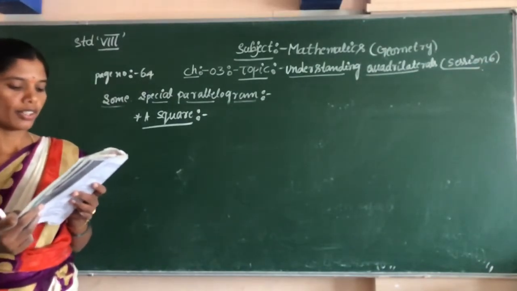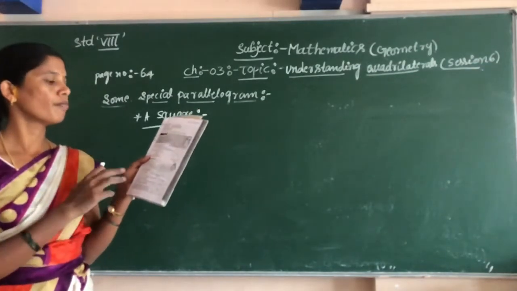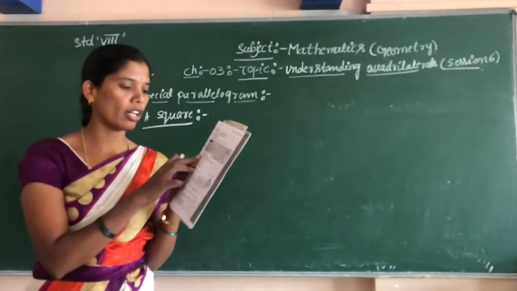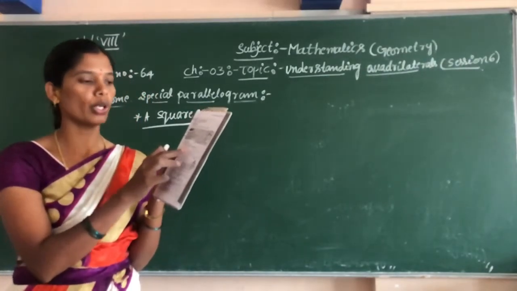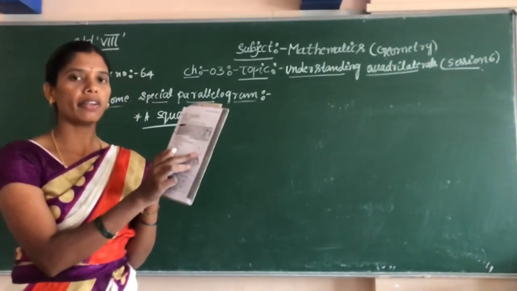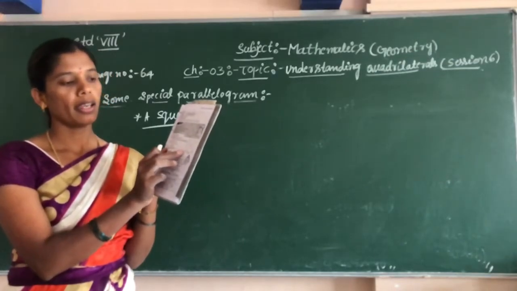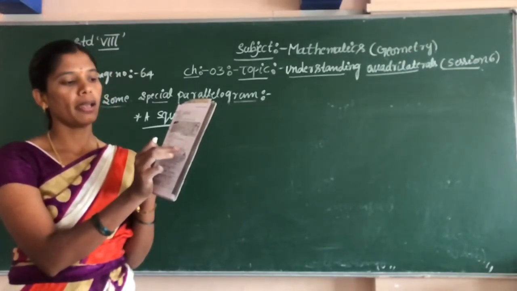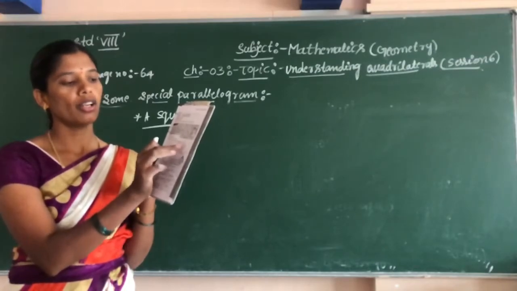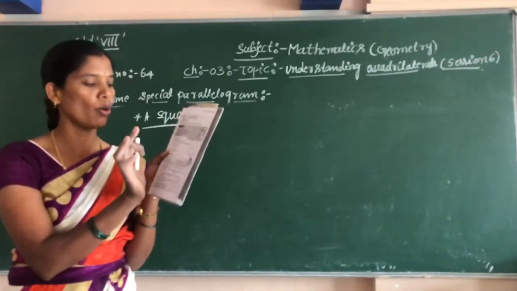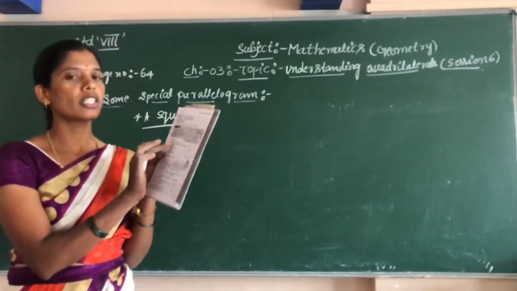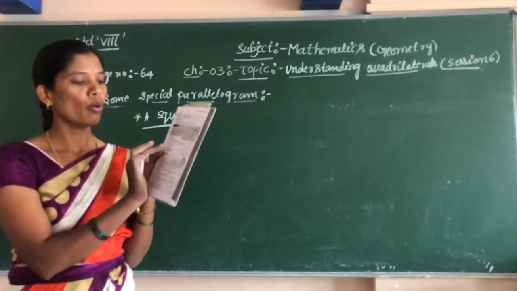Property of the square. You see, children, ABCD is a square whose diagonals meet at O. You see the figure. You should copy your notes. AB and ABCD is a square, and the intersecting point is O. ABCD is a square whose diagonals meet at O.